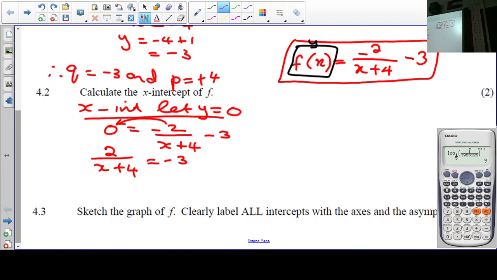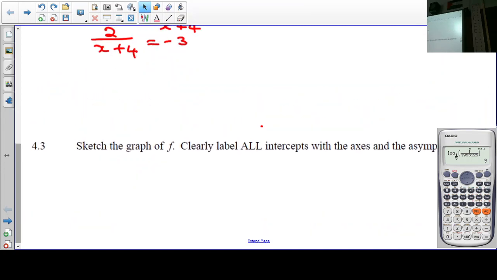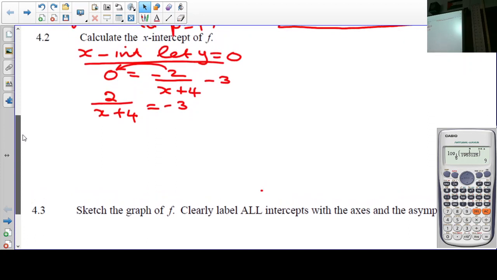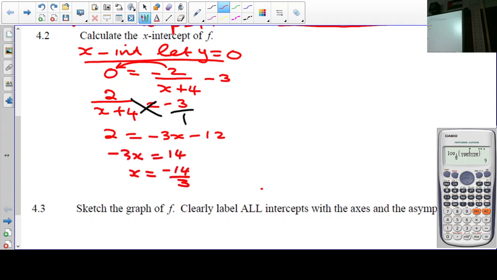So what do I do now? Cross multiply. Okay. So if we cross multiply here, I then get 2 equals negative 3x minus 12. Now what? Negative 12 over. So negative 3x is equal to 14. So x is equal to negative 14 over 3.